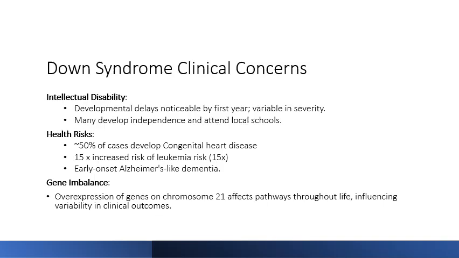Now, individuals with Down syndrome face a range of clinical challenges, including intellectual disability, as I mentioned, developmental delays, and a heightened risk of congenital heart disease and leukemia. Now, overexpression of genes on chromosome 21 actually contributes to these outcomes. Also, many individuals with Down syndrome exhibit Alzheimer's-like dementia early on in life, indicating the syndrome's broad impact on health.